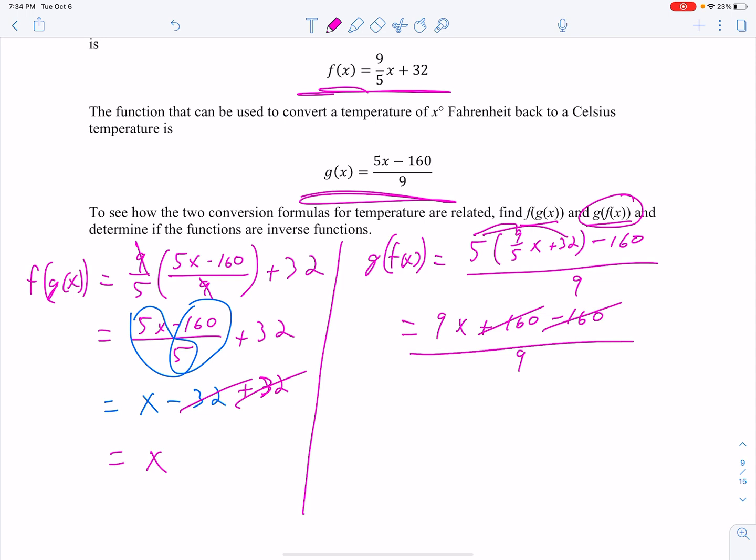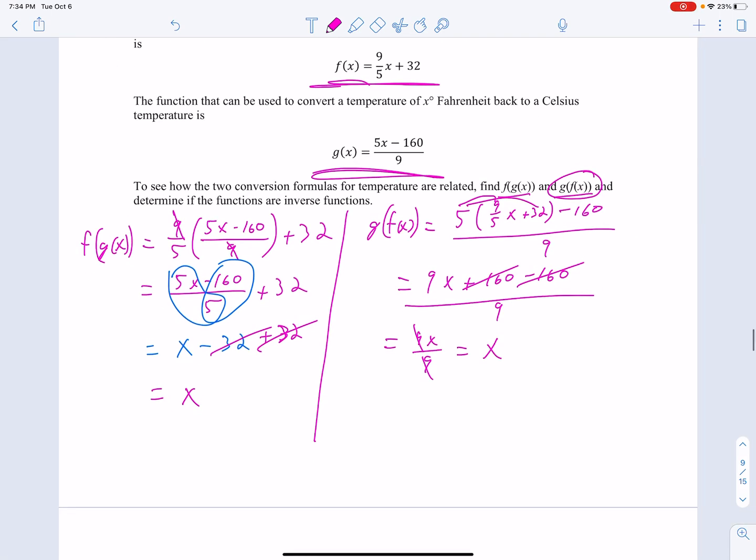Well, 160 minus 160 is 0, so we get 9x over 9. 9 divided by 9 is 1, so we get an x. So there we go. F of g of x equals x, and g of f of x equals x. Therefore, f and g are inverses of each other. Okay?